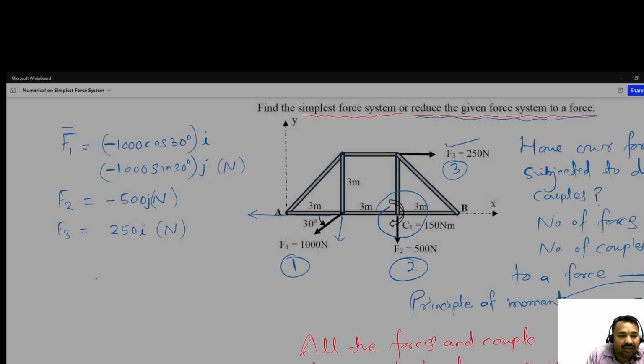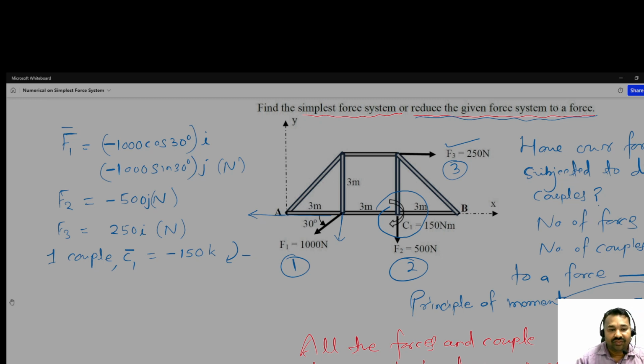Okay, and one couple is there. C1 bar is equal to, you can see the direction is clockwise, which is taken as minus, and the moment is acting perpendicular to the x and the y. That's why K, about the Z axis, the moment is acting about the Z axis. The direction is clockwise, taken here as negative.